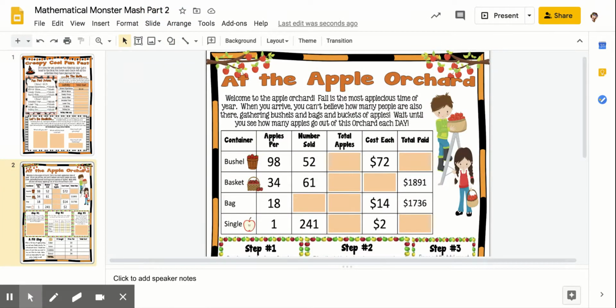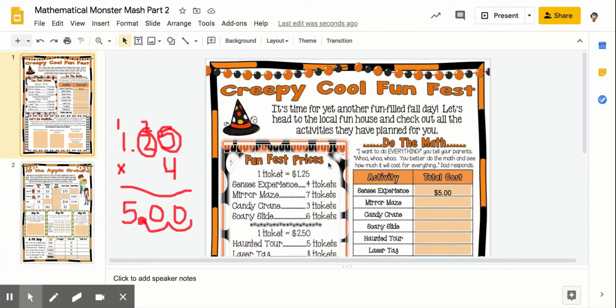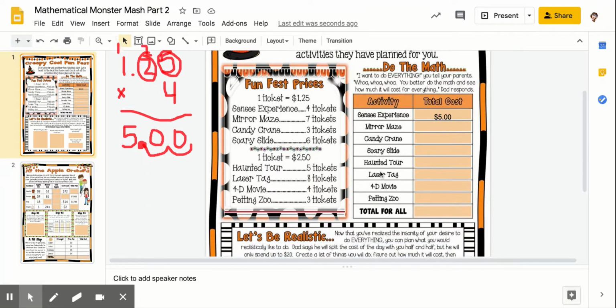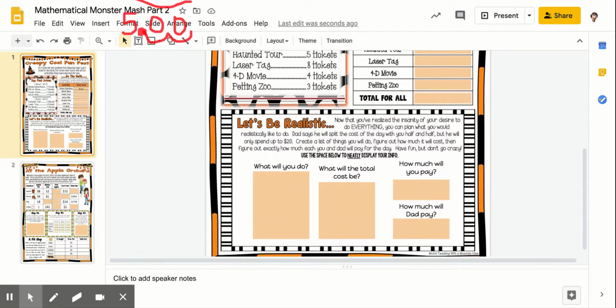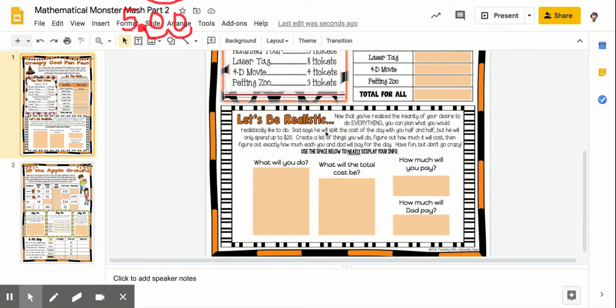At the bottom, though, it says that you have to be realistic, right? You're not going to do everything. But your dad says that he'll split the cost of the day with you in half, but he's only willing to spend $20, right? So if he's only willing to put in $20, you and him go half and half. So he'll put in $20, you'll put in $20. So you've got $40 that you can spend on all these things, right?